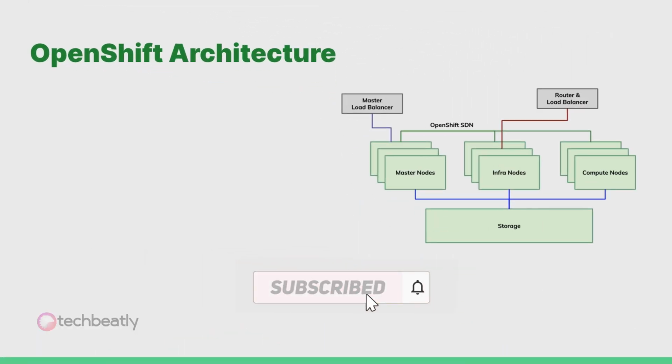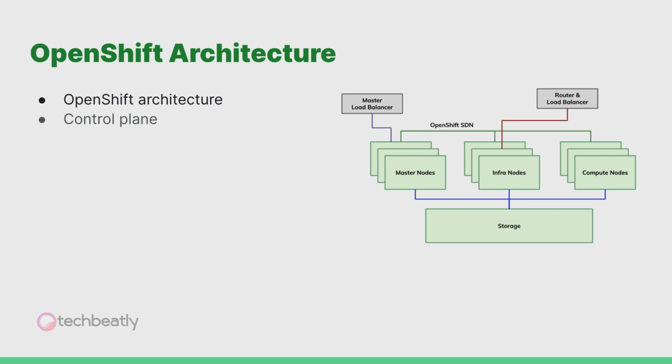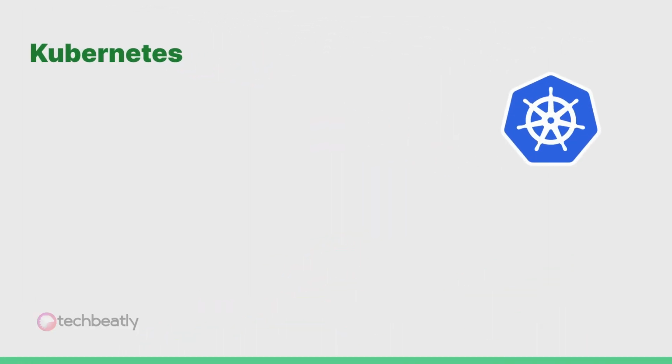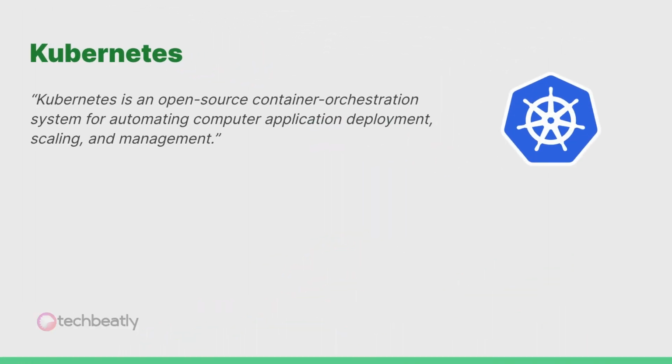In this video, you will learn the OpenShift architecture, control plane, compute nodes, infrastructure nodes, and sample reference architecture. You have already learned what OpenShift is in the previous video. As I mentioned earlier, in the backend, you have the same Kubernetes orchestrating your application pods and services. Kubernetes is an open source container orchestration system for automating computer application deployment, scaling, and management.